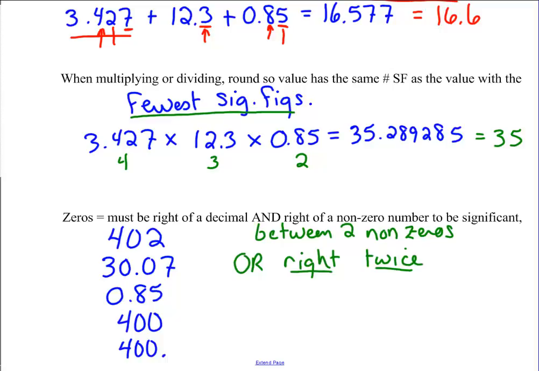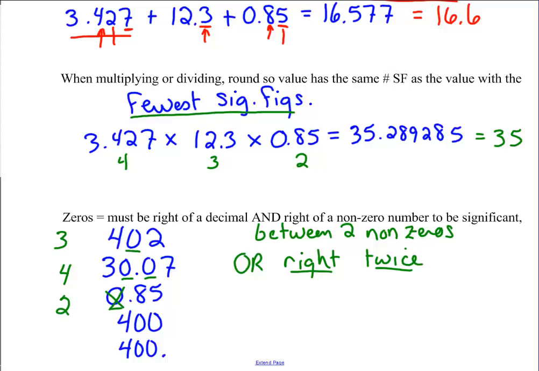So between two non-zeros, that takes care of this one. So 4 and 2 are significant, so the 0 is also significant, so I have 3 sig figs in the first number. Here I have 2 zeros between two non-zeros. The zeros, therefore, are also significant, so I have 4 sig figs here. Here I have a 0 that's not between non-zeros. It's to the left of the decimal, not to the right, so therefore it's not significant. It's not to the right of any non-zeros, so it is not significant. I only have 2 sig figs here.